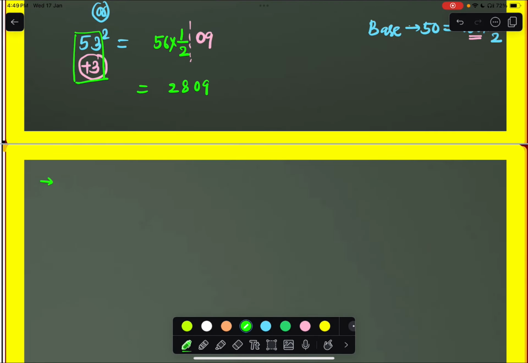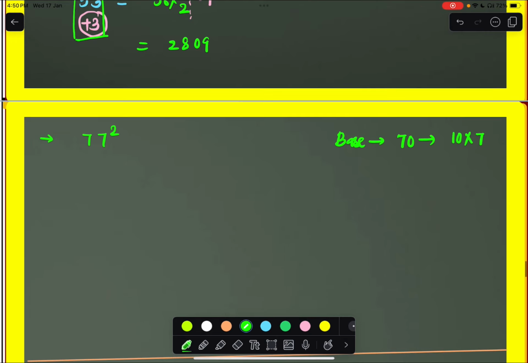Let's consider one more number. I want here 77 square value, right? Now your convenient base value how much here? My base is what here? I can consider 70 only, which is what? 7 times of your standard base. Clear, no? 7 times of your standard base I can consider like that.